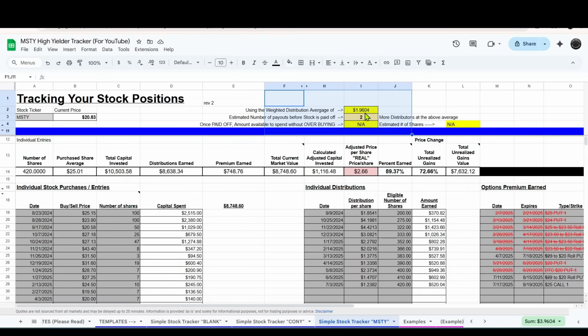But this $1.96 here, that is the current average that I have, right, of the distributions that I have earned. And that's a weighted average, weighing the earliest, which is on 7/3, right? Weighing that number as a higher weighted value than the one back in September of $1.85, or even October of $4.19, right? So this is a weighted average, and using that weighted average, I'm looking at 2 more payments before I am paid off.